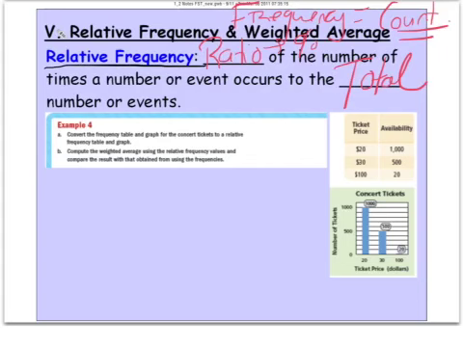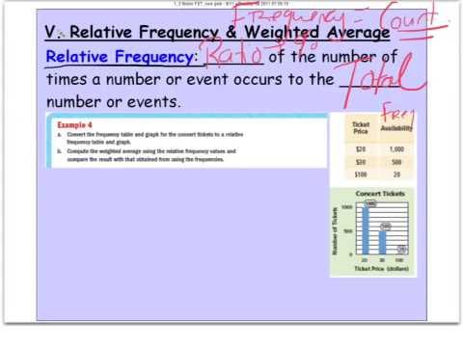Okay, so we're back to the tickets that Alexis was looking at. Here's what they want us to do. Convert the frequency table and graph for the concert tickets to a relative frequency table and graph. Okay, all they want us to do is this. We need to change, this is frequency right here.